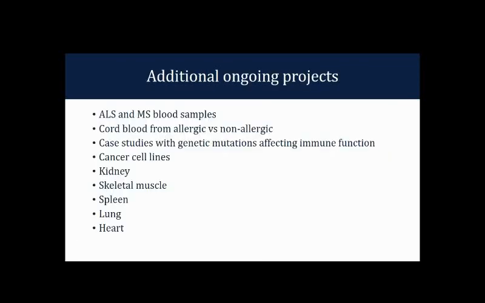I want to acknowledge some of the additional ongoing projects that we have before we continue. This should give an idea of the capacity that we're capable of here with using the CyTOF. We have multiple blood samples. PBMCs really are the easiest suspension type tissue to approach with CyTOF, but that doesn't limit us from looking at cancer cell lines, solid tissues in terms of kidney, skeletal muscle, spleen, lung, heart.